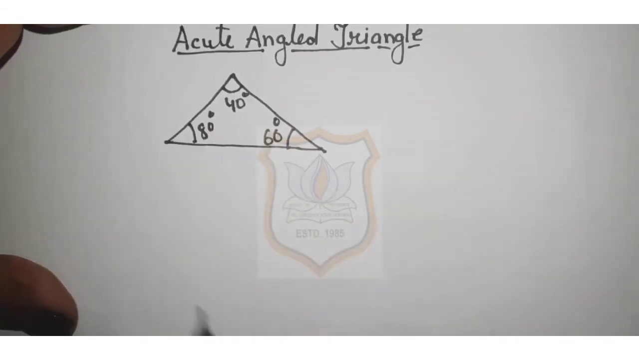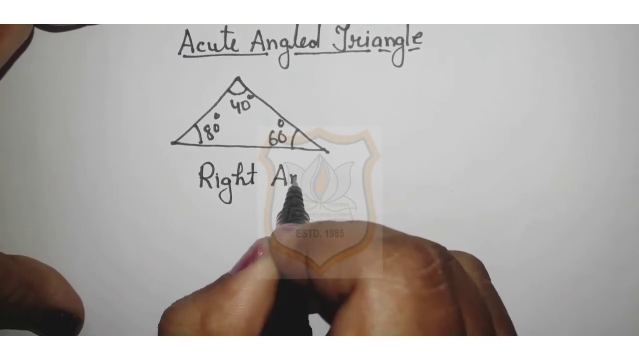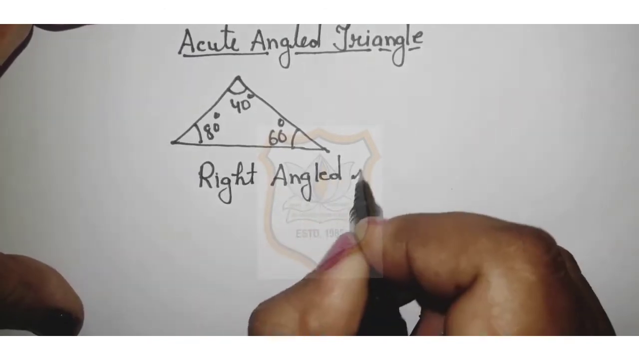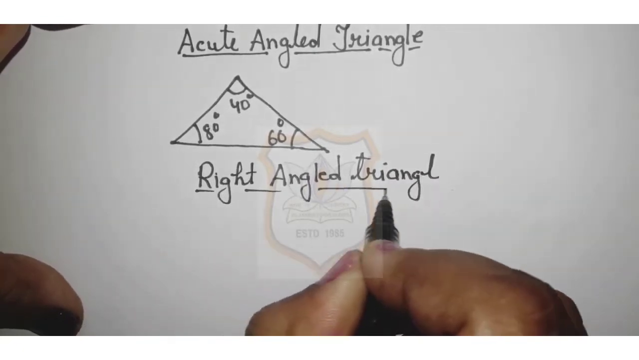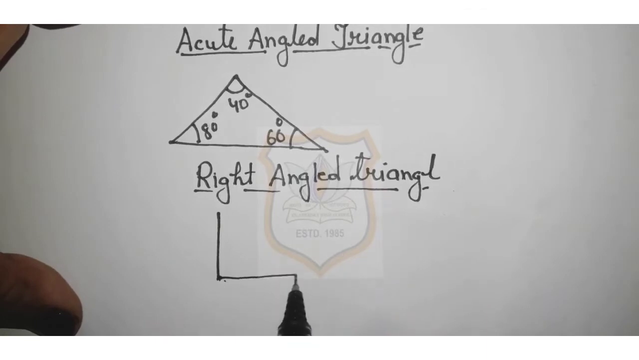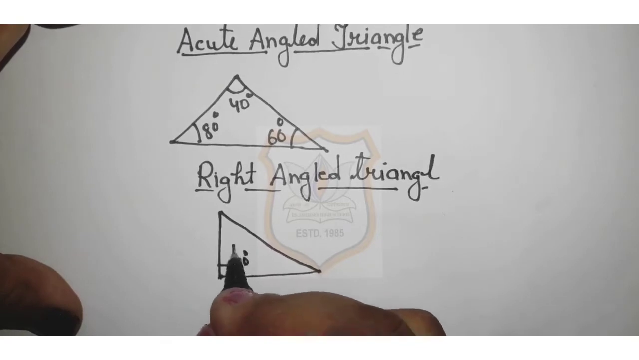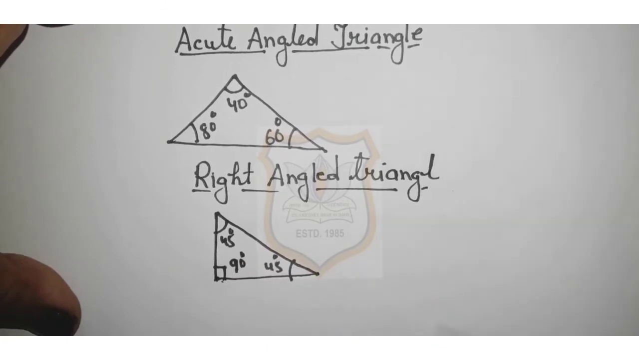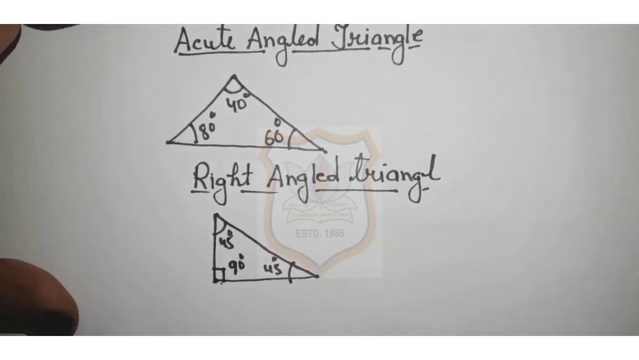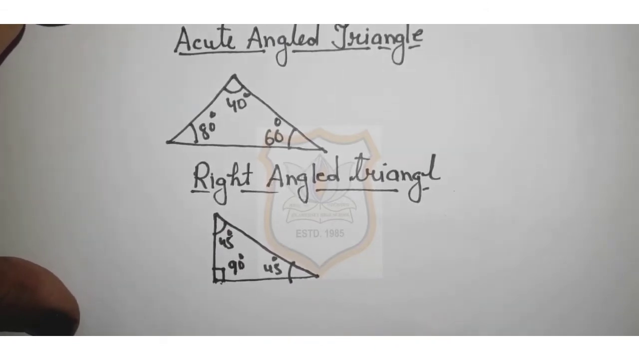Now the third triangle is right angle triangle. A triangle which has one angle 90 degree, other two are acute. This one is 90 degree and these two are acute angle. Suppose this is 45 degree, this is also 45 degree. This is right angle triangle in which one angle is 90 degree, other two are acute angle. That triangle is called as right angle triangle.